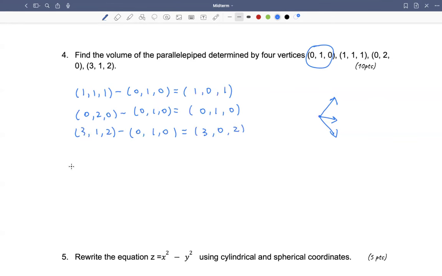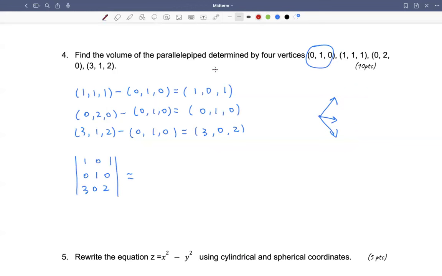So now remember the definition of a determinant: the absolute value of the determinant represents the volume spanned by the vectors. Here we have 3 vectors, so they span a 3D volume. So we have the rows 1, 0, 1; 0, 1, 0; 3, 0, 2.